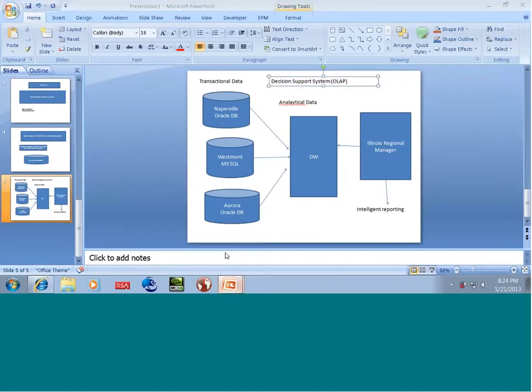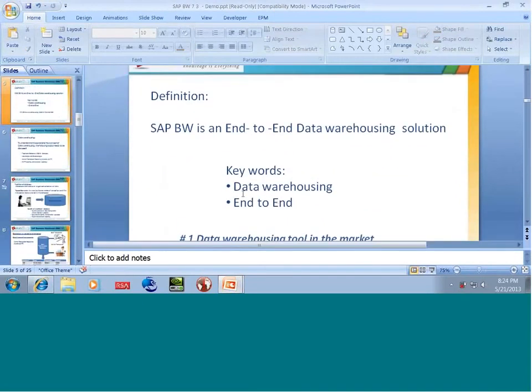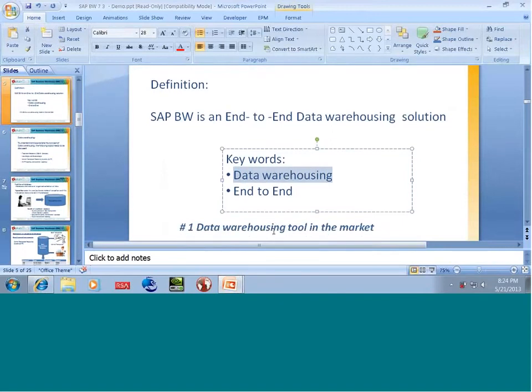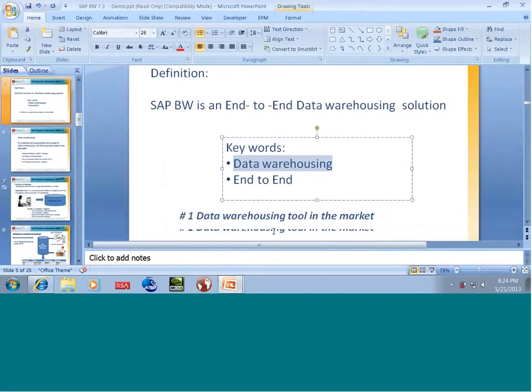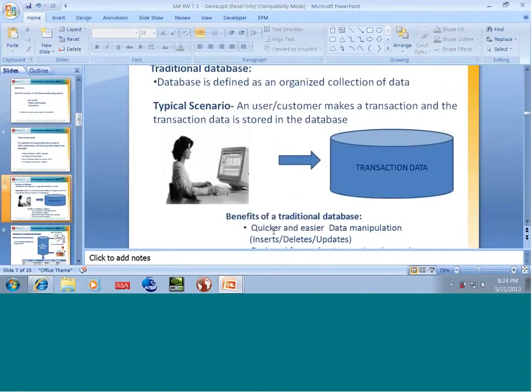So if I go back to the presentation, what we have covered so far is the first term, data warehousing. We now understand what a data warehousing tool is able to do. Now let's get into the details of what a data warehousing tool is all about. We have understood the difference between a transactional database and a data warehouse. Now let's go one step down and talk about what data warehousing itself is.